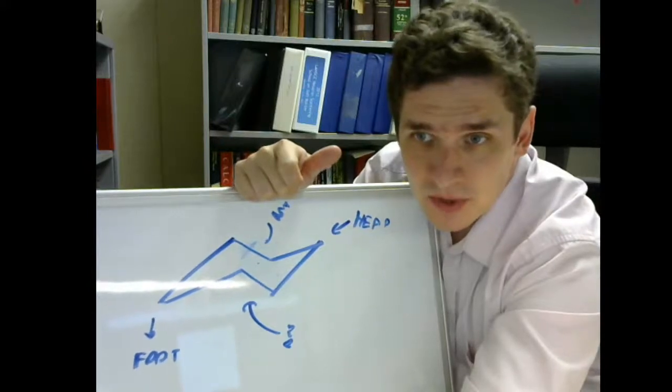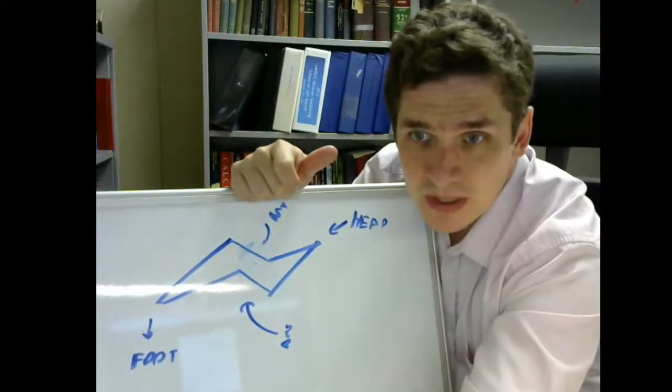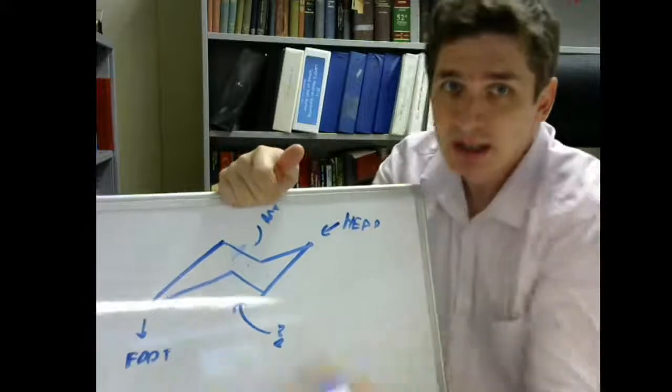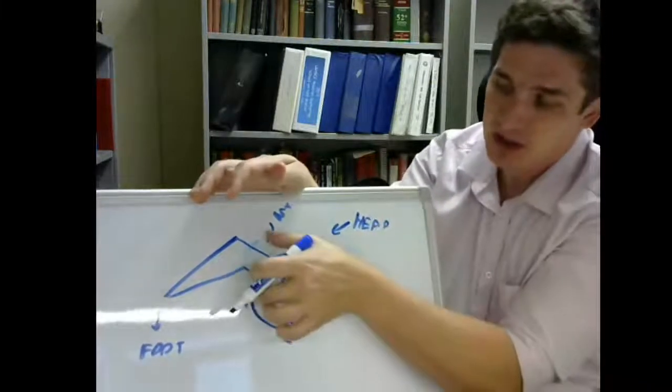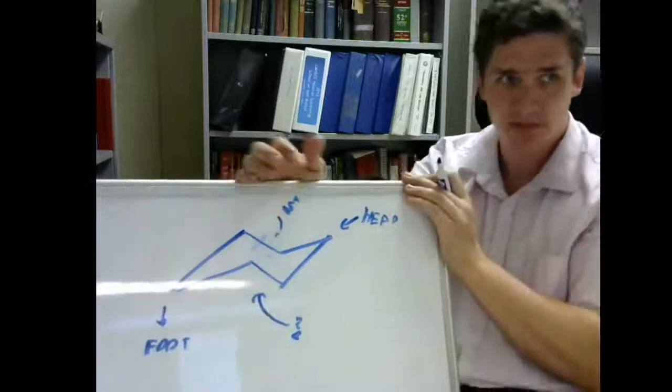So this is how we convert the chair conformation to a 2D projection. We basically draw the chair and then draw it as if we have a shadow projection of it. So again, there's your 2 arms, there's the head and the foot.